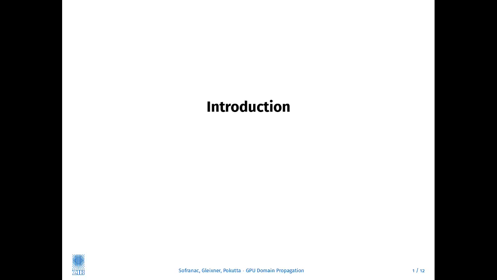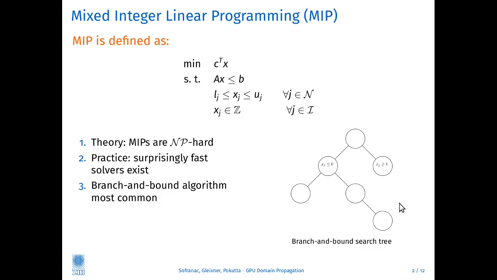Let's dive right in. Before defining what domain propagation is, I first have to tell you about mixed integer linear programming, or MIP for short. MIP is the problem of minimizing a linear objective function such that a solution fulfills a given set of linear constraints. Each variable in the problem has a lower and an upper bound, and some of the variables are restricted to only take integer values. Solving MIPs in theory is NP hard, however, surprisingly fast solvers have been developed in practice.